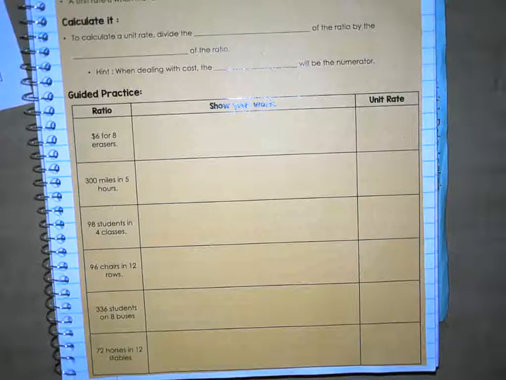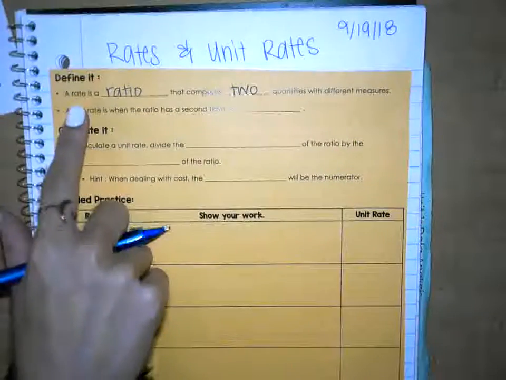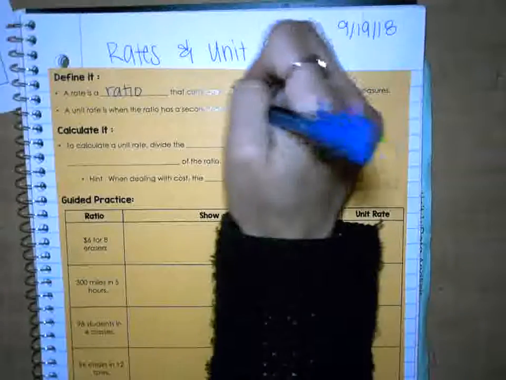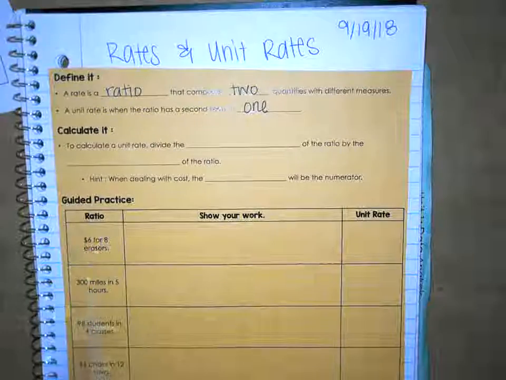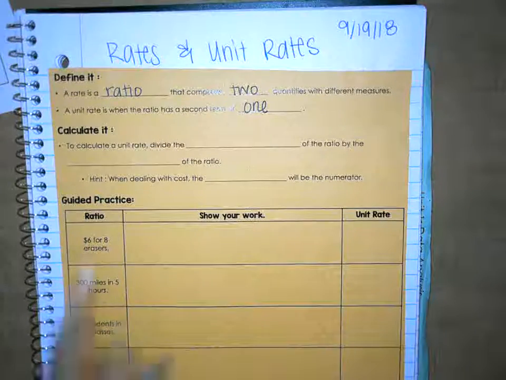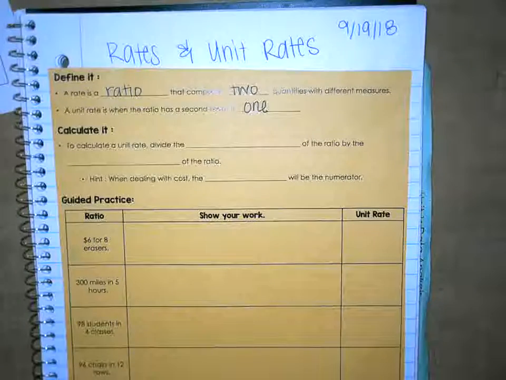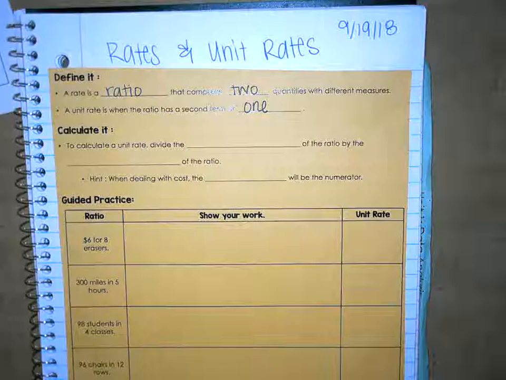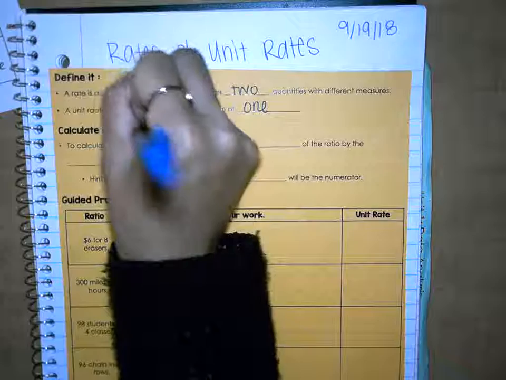They're different unit labels. But a unit rate, which is what we're going to be working on, is when a ratio has a second term of 1. So right now, all of our rates don't have a second unit of 1. So $6 for 8 erasers. I want that second unit to be 1. That second number to be a 1, not an 8, not a 5, so forth and so on down the list.